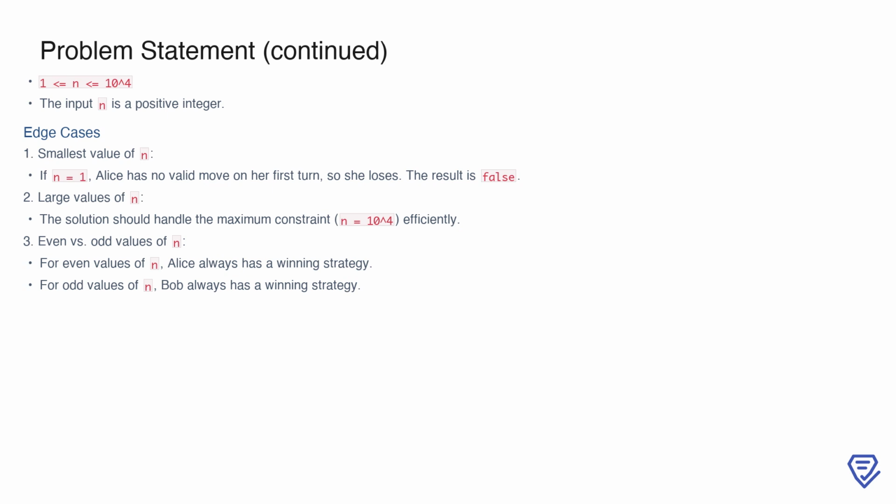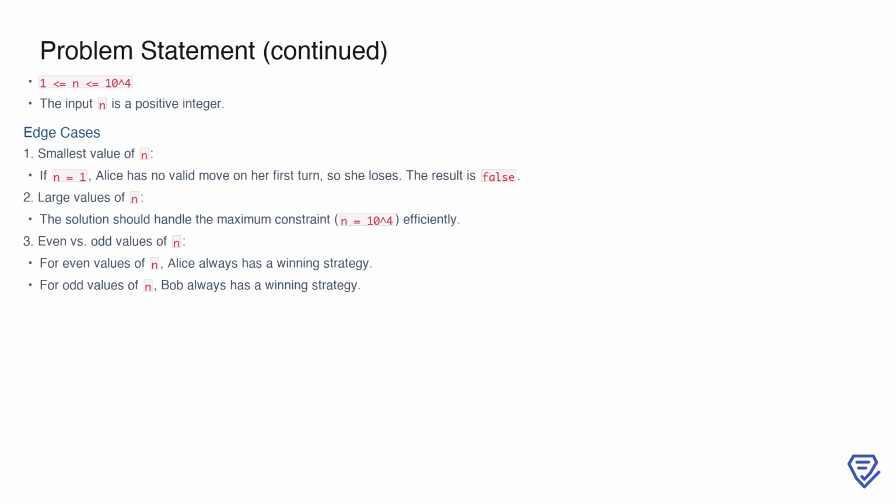The problem also comes with a few constraints and edge cases. First, the value of n will always be between 1 and 10,000, inclusively. For edge cases, if n equals 1, Alice cannot make a valid move on her first turn and loses immediately, so the result is false. For large values of n, such as the maximum constraint of 10,000, the solution needs to remain efficient.